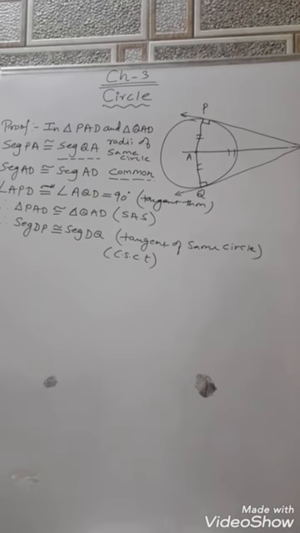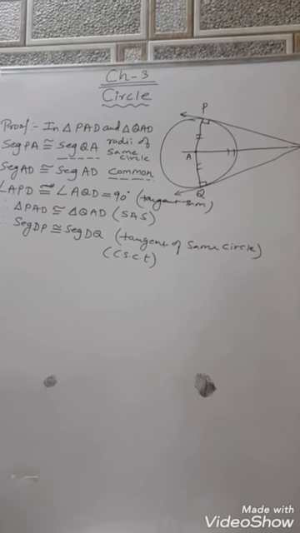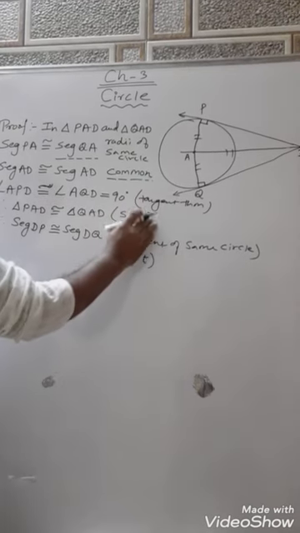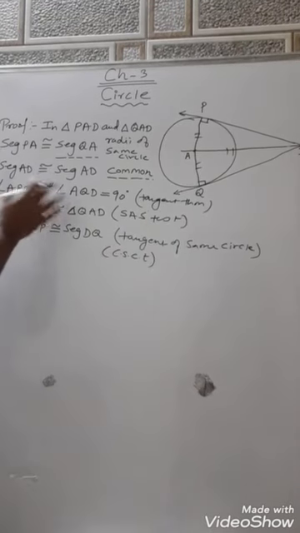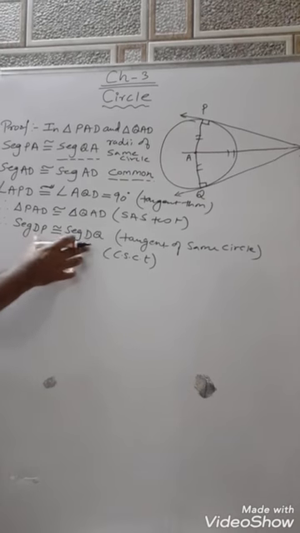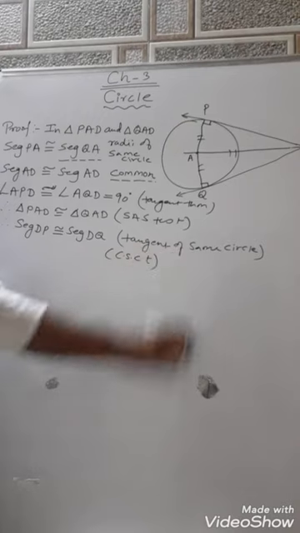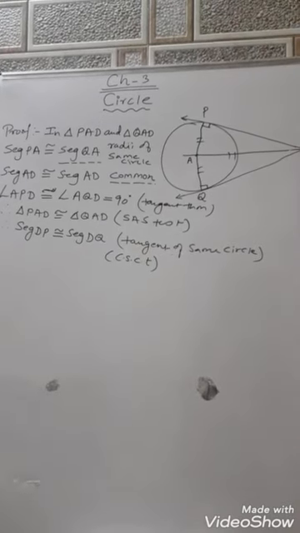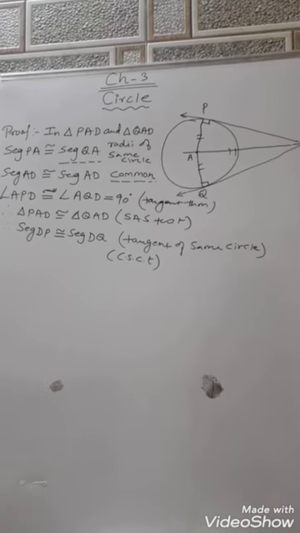So the triangles are proved congruent by side angle side test. Two sides and one angle. So DP is equals to DQ. Why is DP equals to DQ? By CPCT, corresponding parts of congruent triangles. This way we prove the tangent segment theorem.